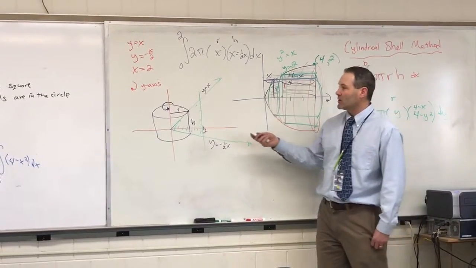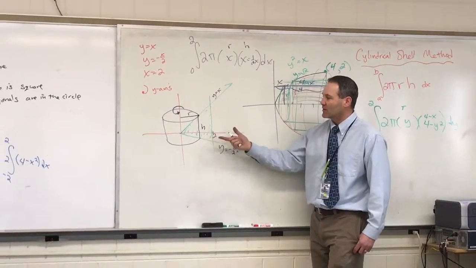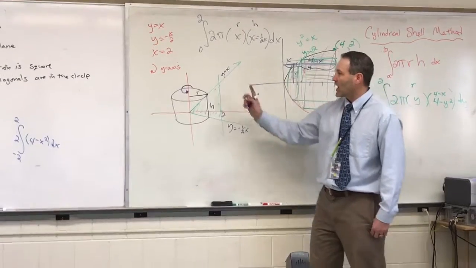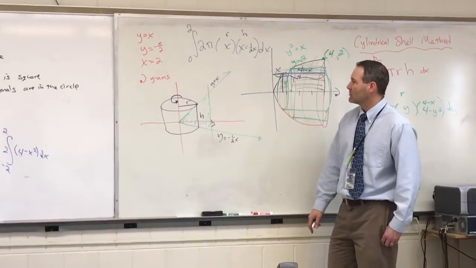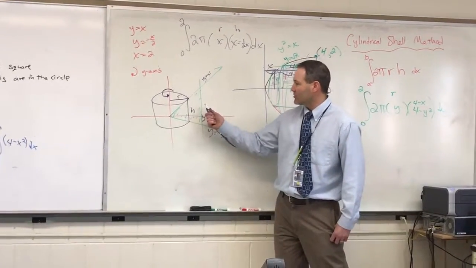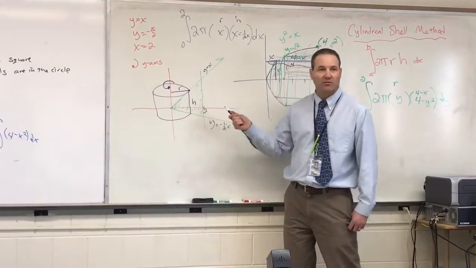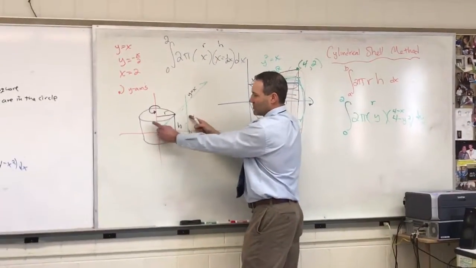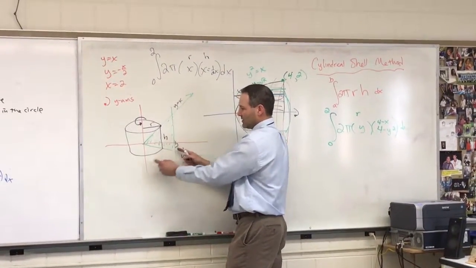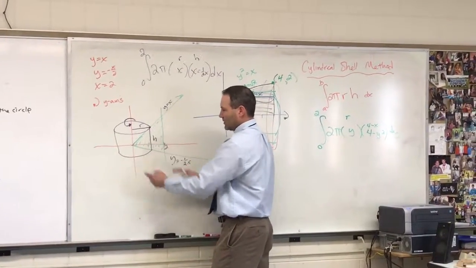Okay, and I would argue that it'd be easier with the shell method here rather than the washer method, although it's not necessary. Because with the washer, you'd have to do 2 different integrals, right? Can you see that? You have to find this top, there's your big R, there's your little r. Then you've got big R, little r.